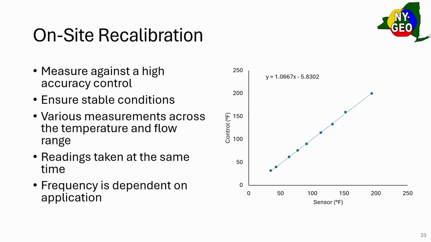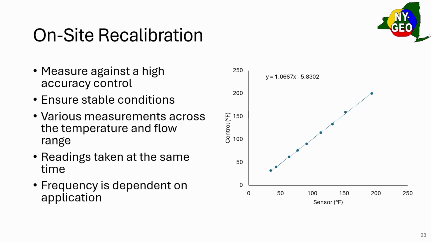And it's important to consider on-site recalibration, so ongoing recalibration of your sensors. What that means is that you measure against a high accuracy control in the field. You ensure stable conditions, and you measure across various temperature ranges or flow, but it's difficult to measure flow in the field against a high accuracy control.